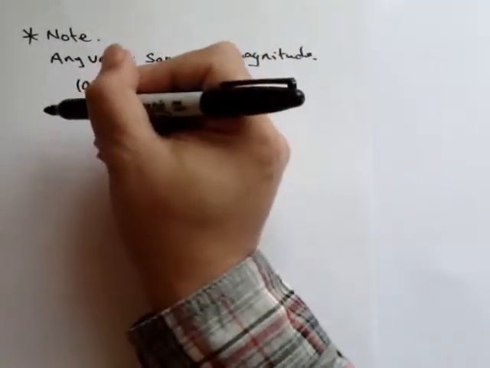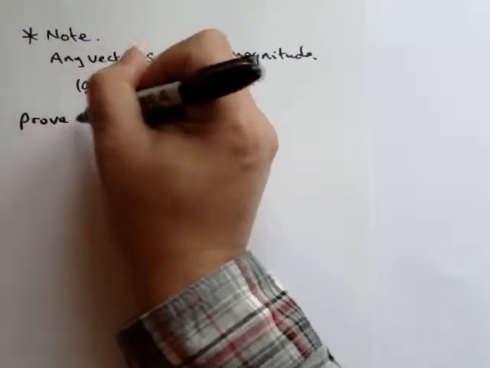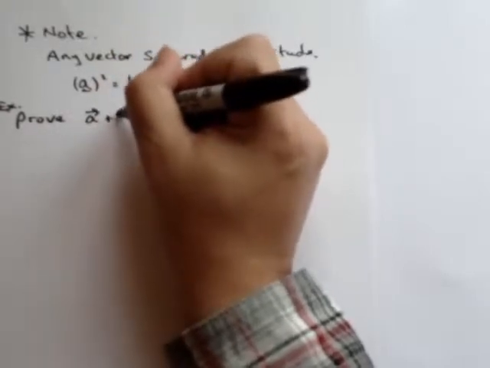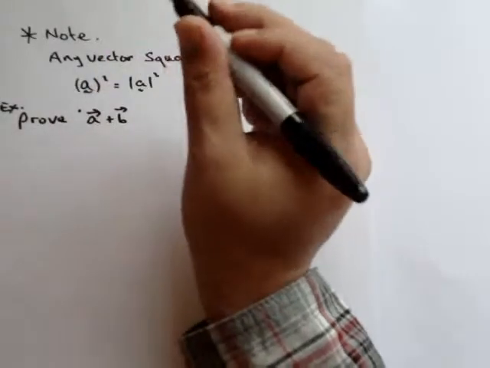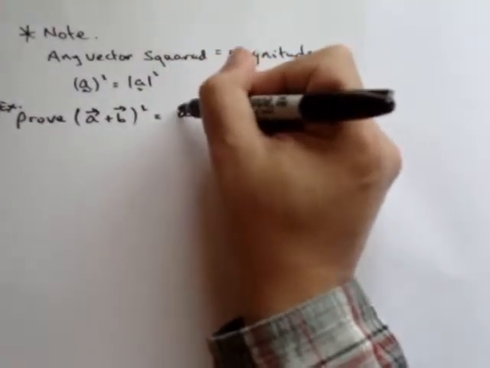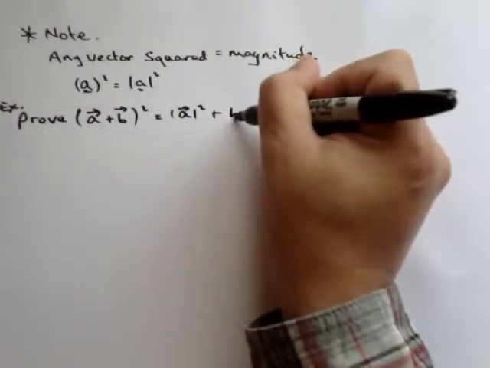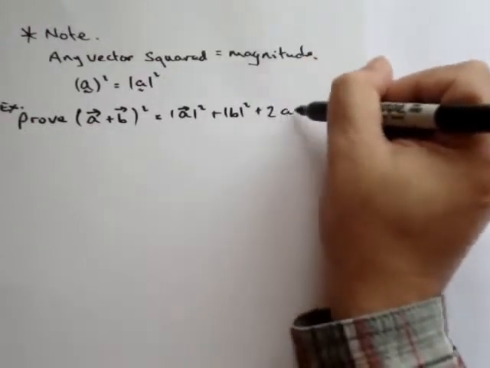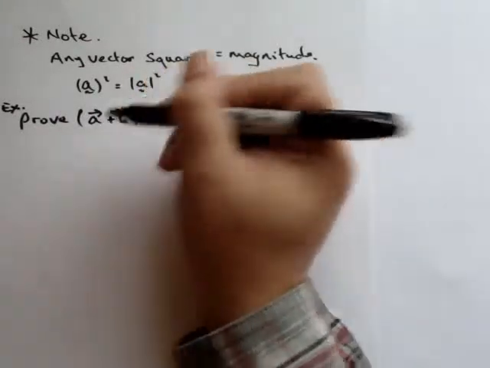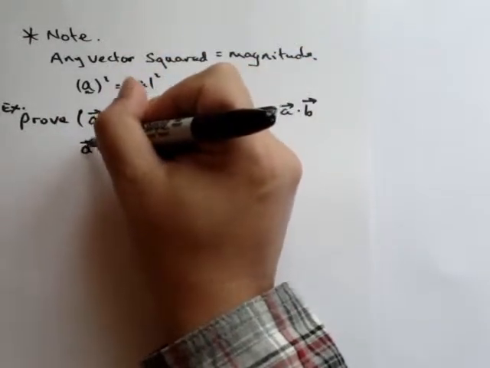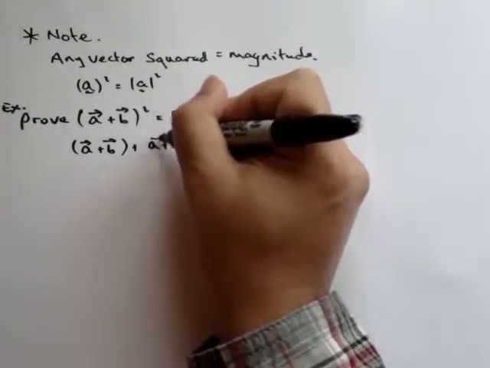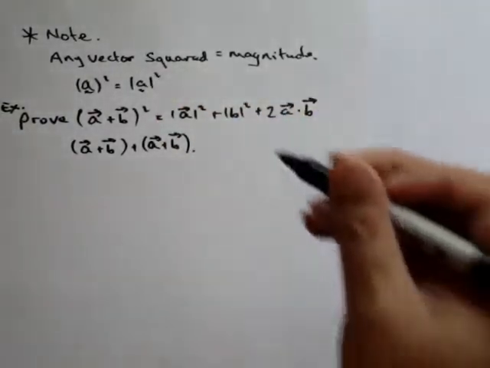So for example, if we want to prove, as a little aside, that (a plus b) squared equals the magnitude of a squared plus the magnitude of b squared plus 2a·b, we can say that (a plus b) squared is (a plus b) times (a plus b).